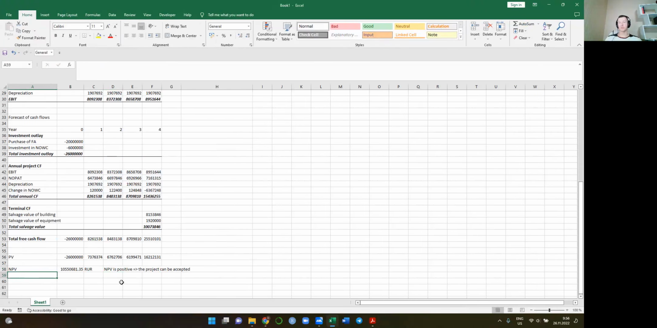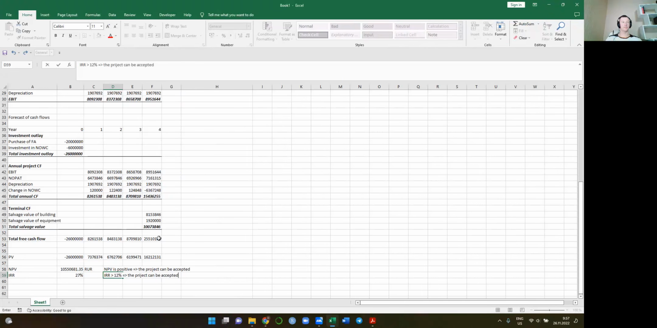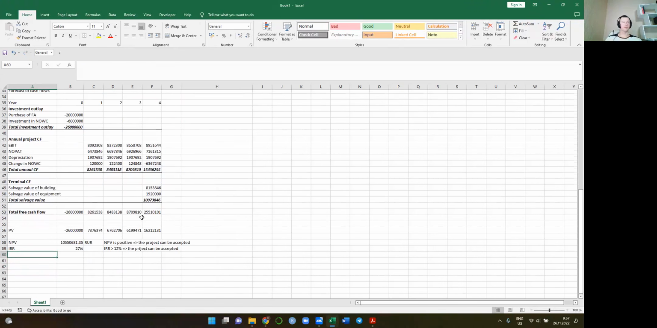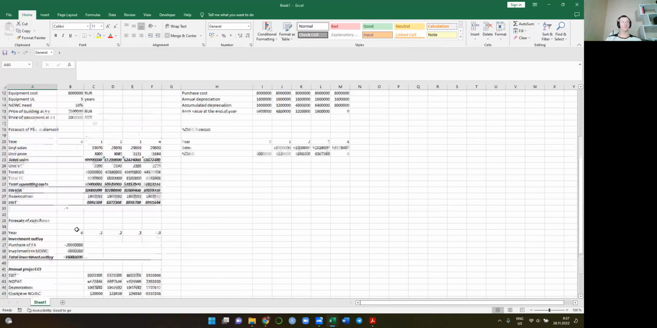Now we can compute internal rate of return with the help of an Excel formula. Taking this, this is 27%. So IRR is greater than the cost of capital, 12%. Again, the project can be accepted. Well, we can compute payback, we can compute other criteria if needed. That's not an essential part.